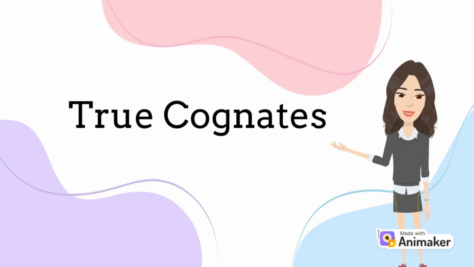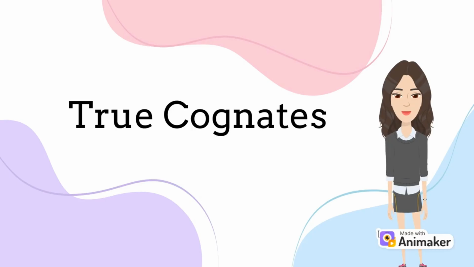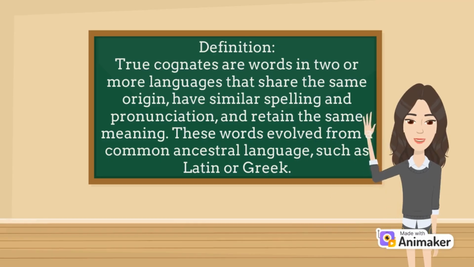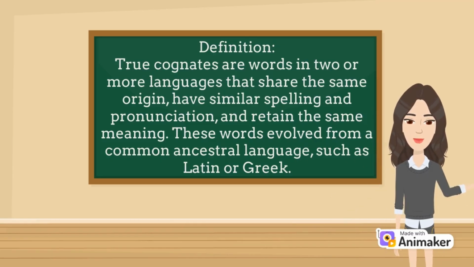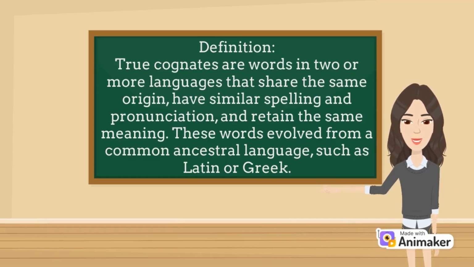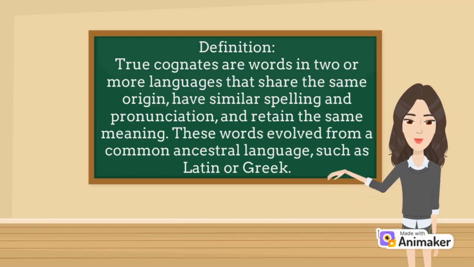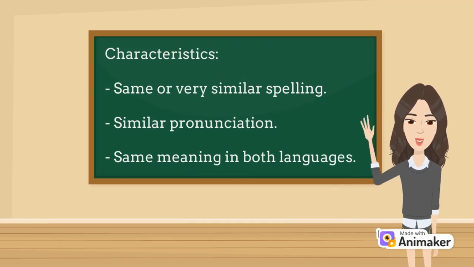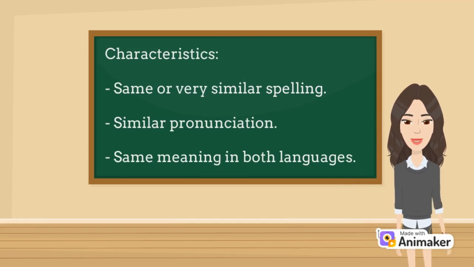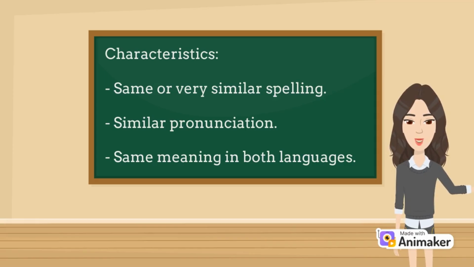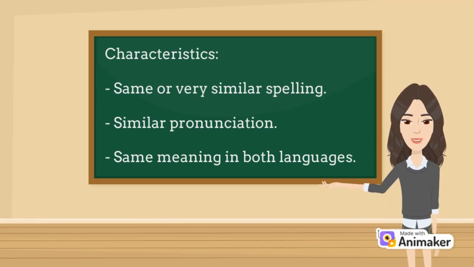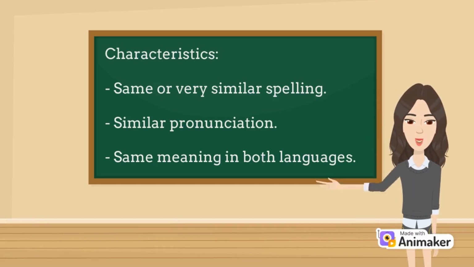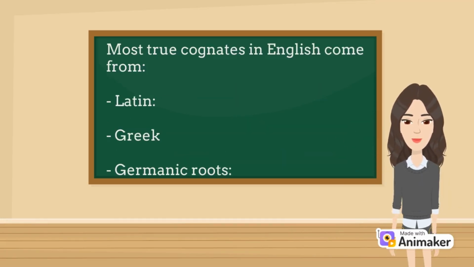Now we are going to talk about true cognates. True cognates are words in two or more languages that share the same origin, have similar spelling and pronunciation, and retain the same meaning. These words evolved from a common ancestral language, such as Latin or Greek. Characteristics: they have the same or very similar spelling. They also have similar pronunciation, with differences in accent, and the same meaning in both languages.